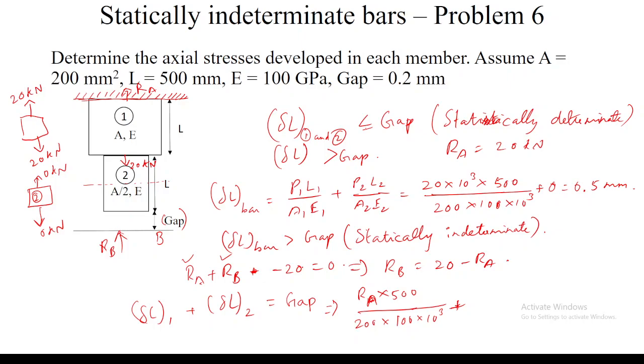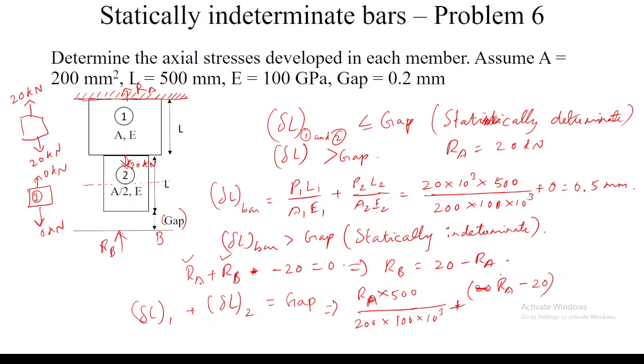It's actually RB, right? So what can I write RB as? RA minus 20, I can write it, right? Resultant is upwards, because this is in the downward direction and this is in the upward direction. So what can I write? RA minus 20, into 500 by.